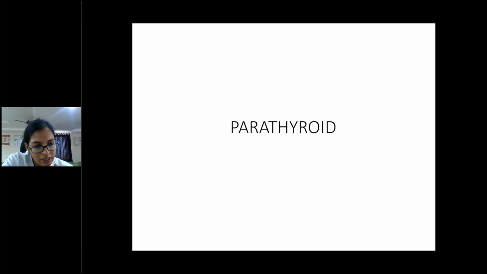Tertiary hyperparathyroidism means these two are not the causes. For example, in secondary hyperparathyroidism, renal failure is a cause. If renal failure is treated, for example, transplantation is done, we have removed the secondary cause, but even after removing it, the parathyroid becomes autonomous. On prolonged duration of this stimulus, the gland becomes autonomous and continues to secrete parathyroid hormone. That is tertiary hyperparathyroidism.